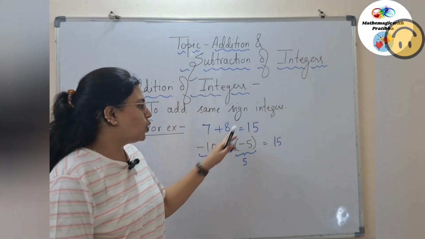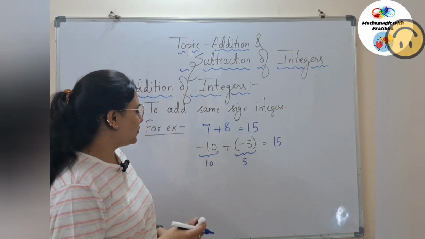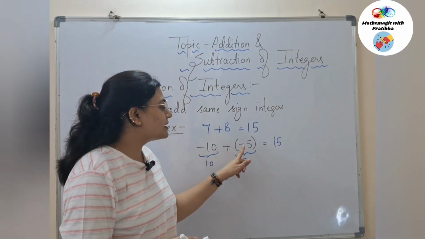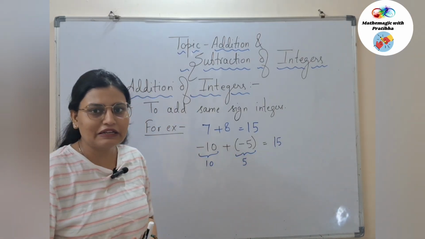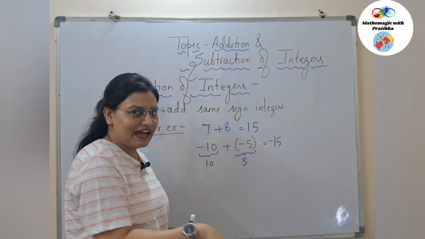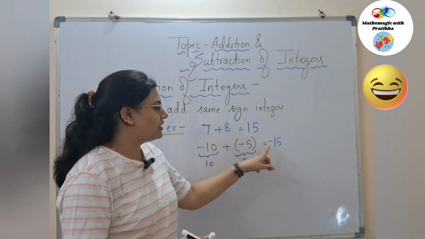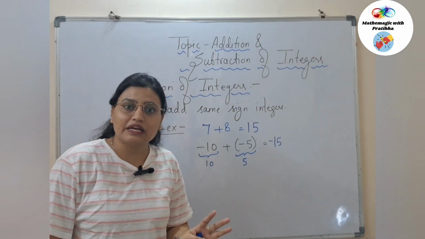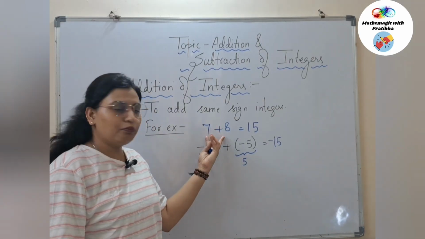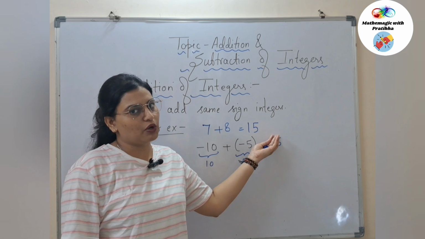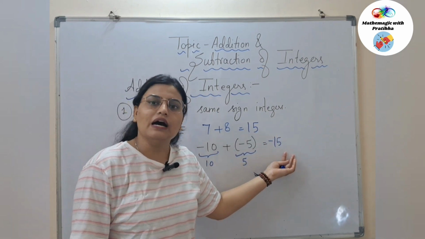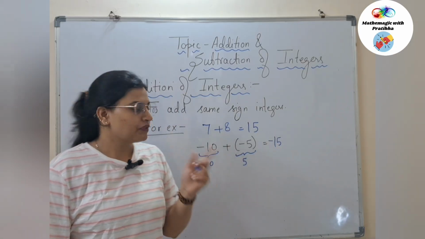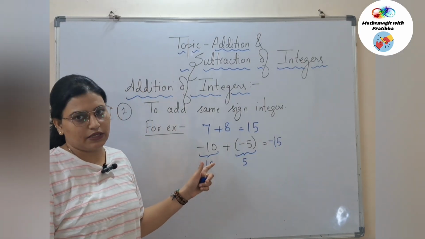Now, coincidentally both answers are coming 15. But both are negative, so what sign will come in the answer? Negative. So they are not the same answer. This is 15 and this one is minus 15. So whenever we have to add two same sign integers, we follow this rule. With both positive integers, the answer will be positive, and with both negative integers, the answer will be negative, and we will add their absolute values. In this way we will do addition of same sign integers.